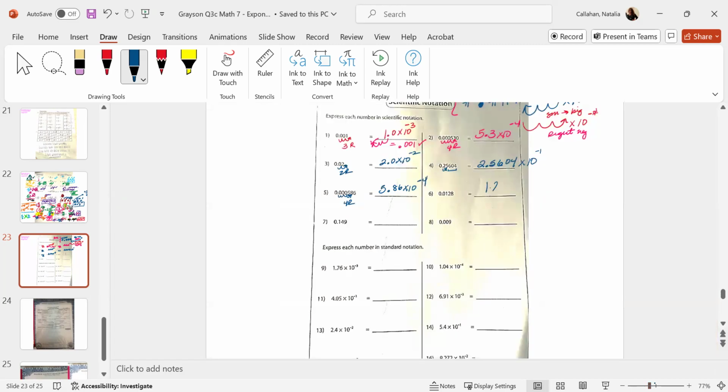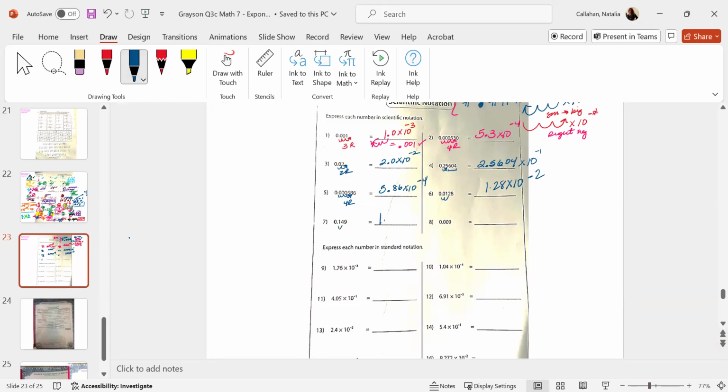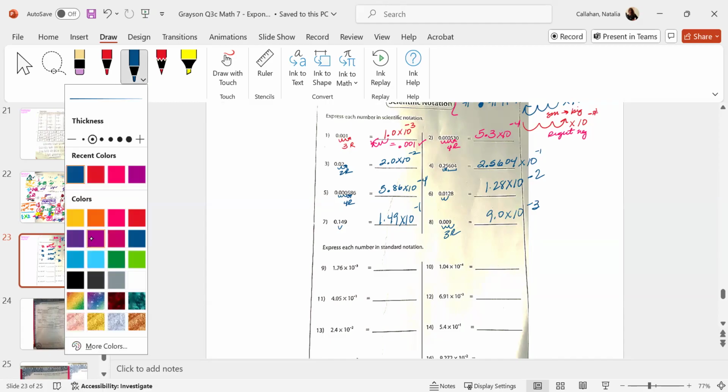Okay. 1.28 times 10 to the negative 1, 2, negative 2. Okay, next one, just one. 1.49 times 10 to the negative 1, 1, 2, 3. So 9.0 times 10 to the negative third. Do you see that?